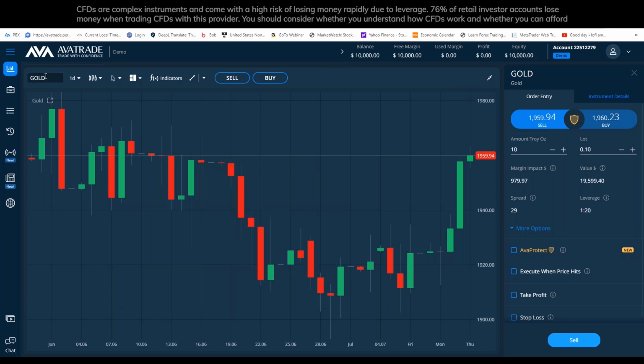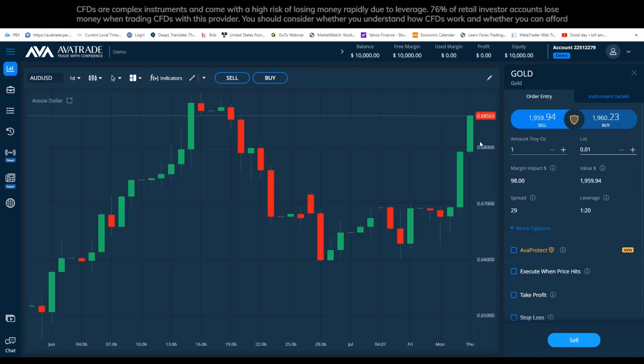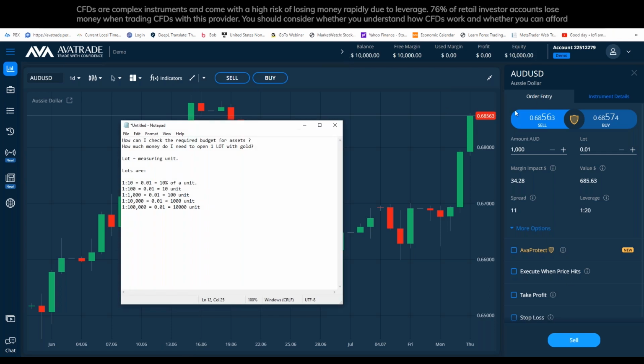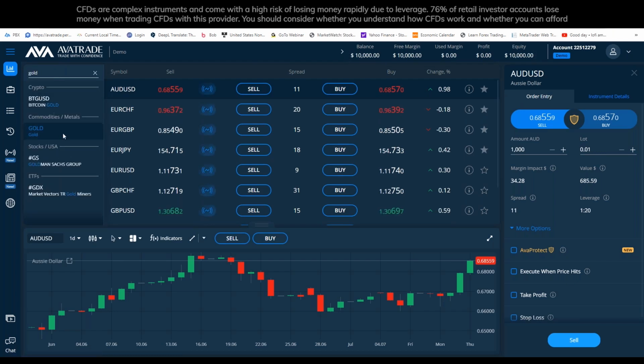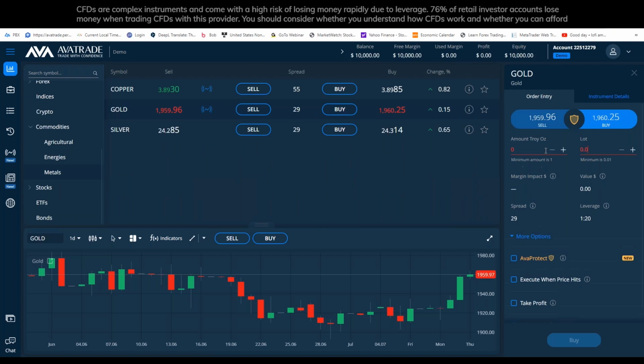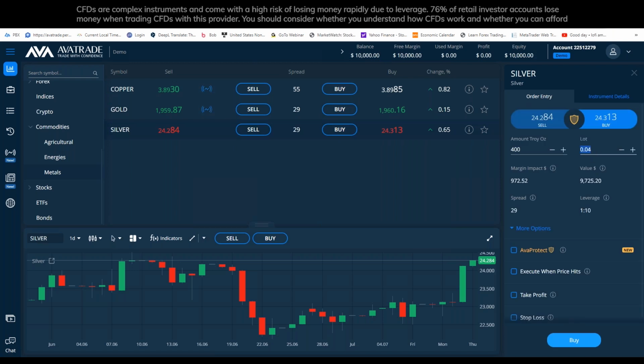Let me just show you that for a second. Does it make sense? That's with gold. If we look at the lot size and we look at gold again, and we put 0.01, you see, that's 1 unit. If we take silver, 0.01 is 100, because silver is 10,000.